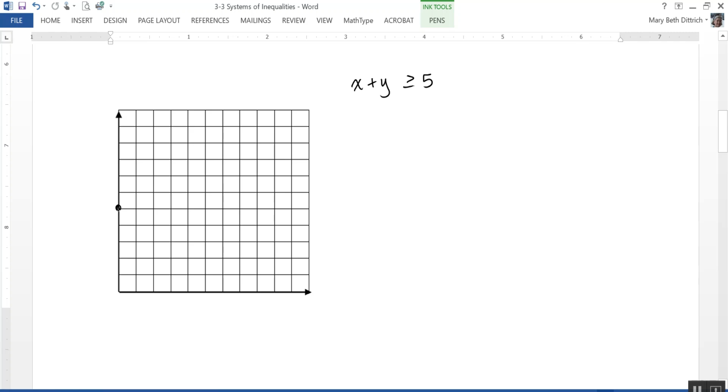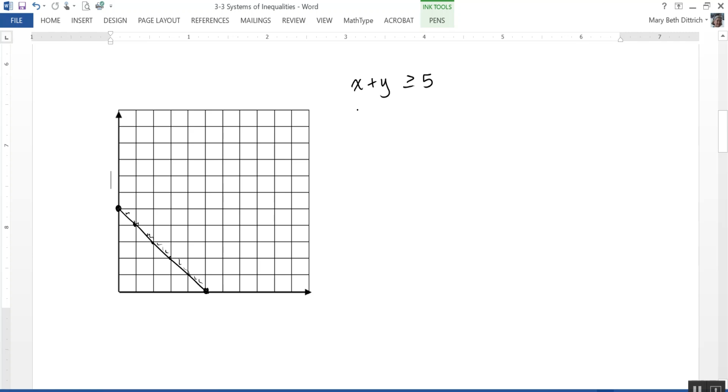That would be a point here at (0, 5), and a point here at (5, 0). So that would be this line right here. It has a slope of -1. Okay, so I'm going to be looking for values that are above that, so I would be shading up above here. I'll do a little bit of shading there.